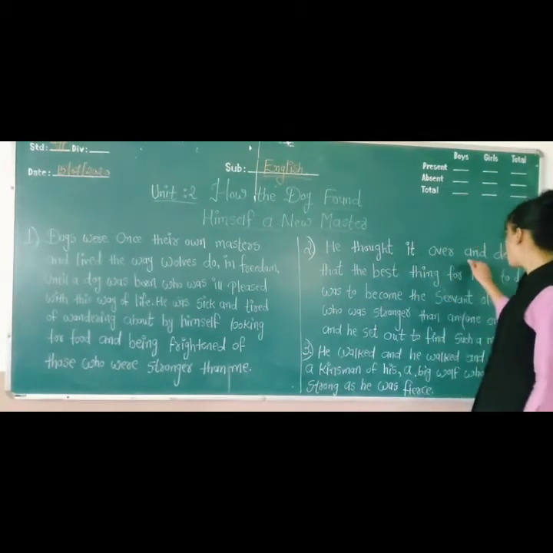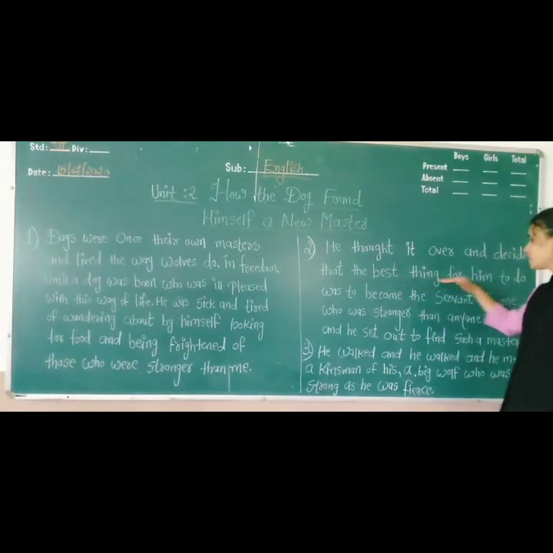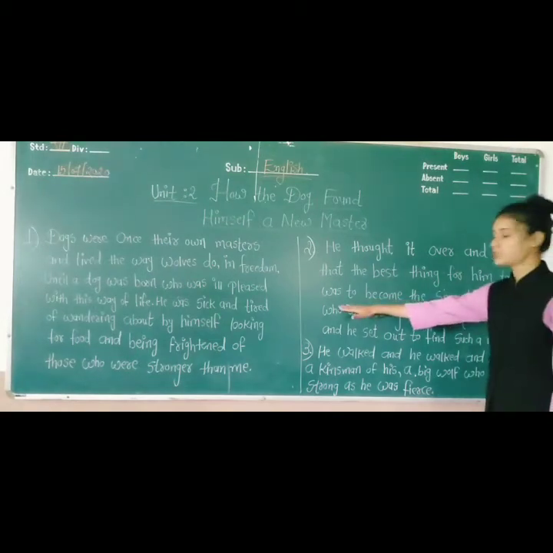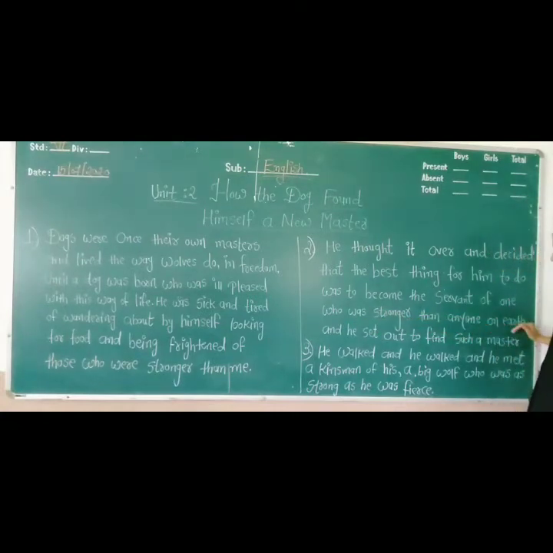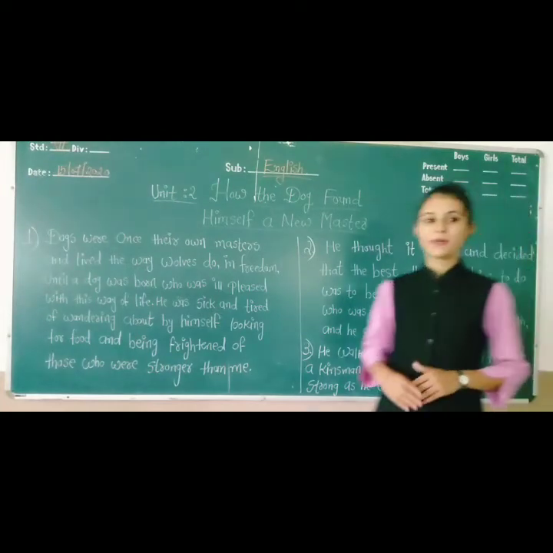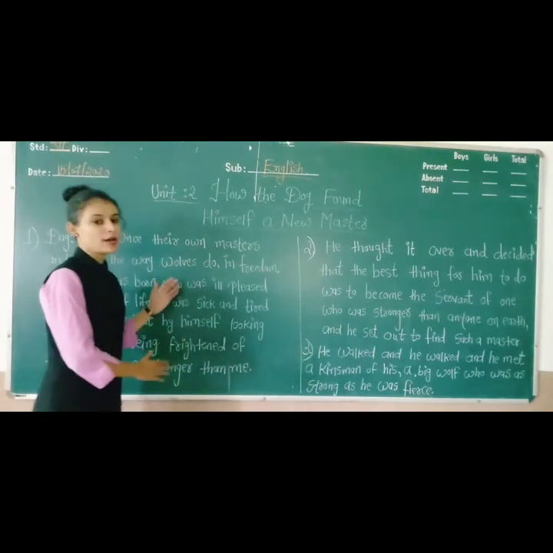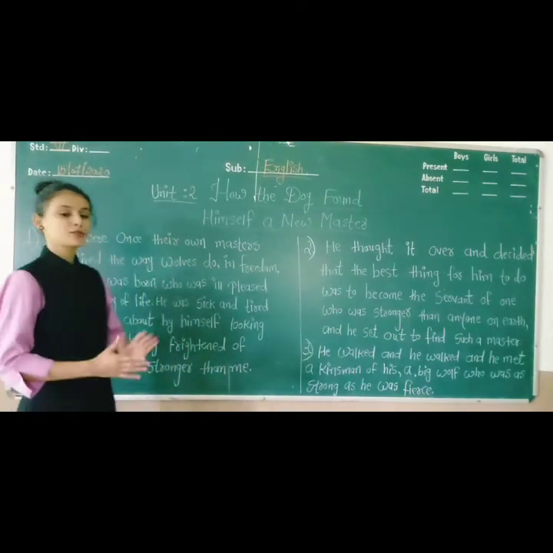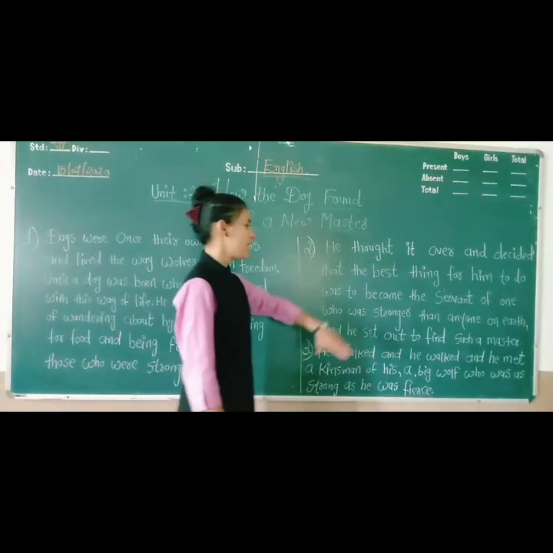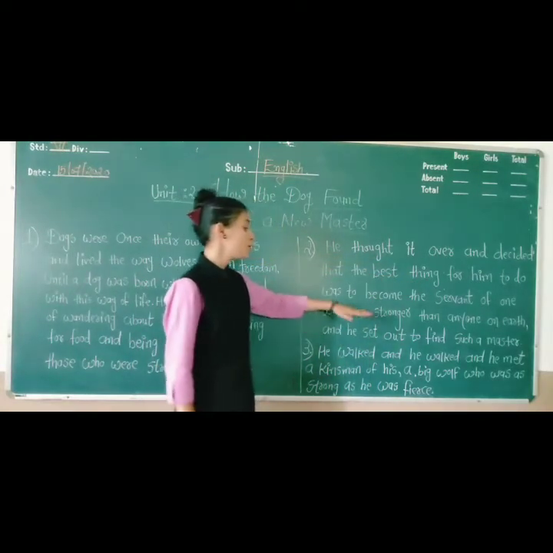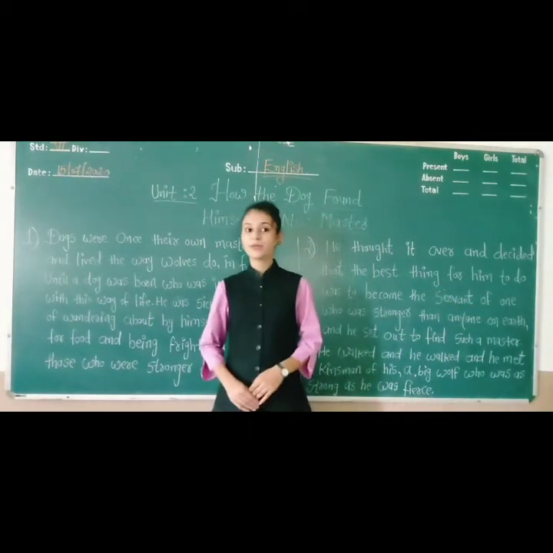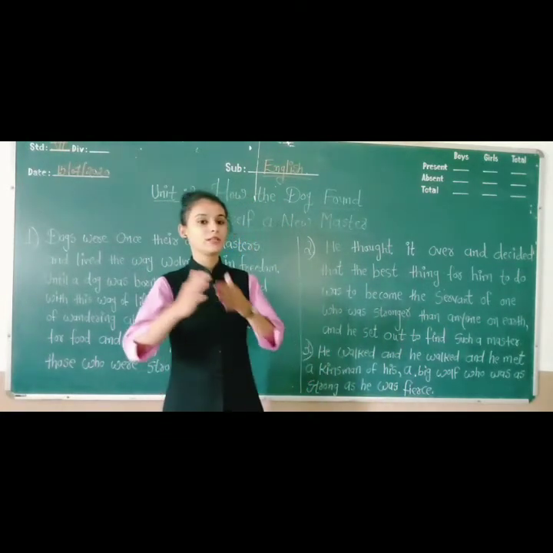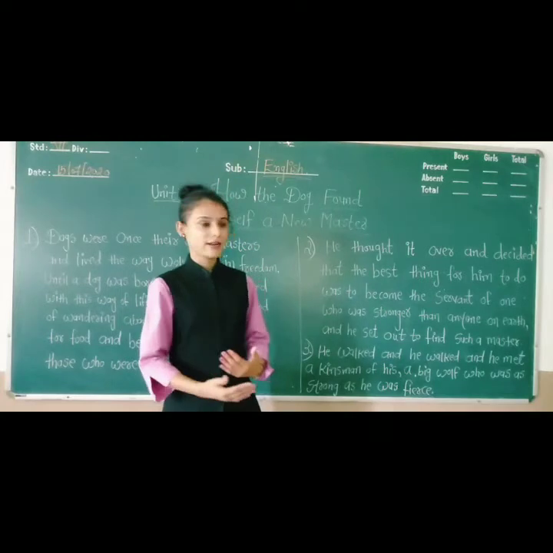He thought it over and decided that the best thing for him to do was to become the servant of one who was stronger than anyone on earth, and he set out to find such a master. Now what happened? Here we can see that the dog is tired of his way of living. So what did he decide? He decided that the best thing for him to do was to become the servant of one. Servant of one. So now here the relationship between the dog and the humans will start, right?